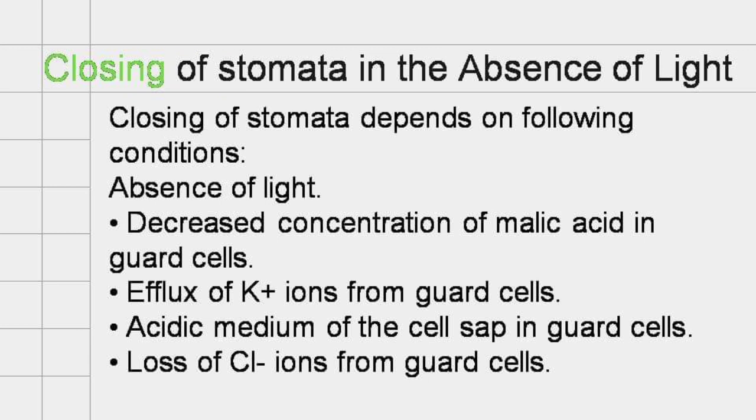Just like the opening of the stomata, the closing of stomata in the absence of light depends on certain conditions. First is the absence of light, decrease in concentration of malic acid in guard cells, the efflux of K+ ions from guard cells, acidic medium of cell sap in guard cells, and the loss of Cl- ions from guard cells. The Cl- ion is a very essential cofactor for oxygen evolution of photosystem 2 in the chloroplast, and it stabilizes the water splitting system at the oxidizing site of PS2.